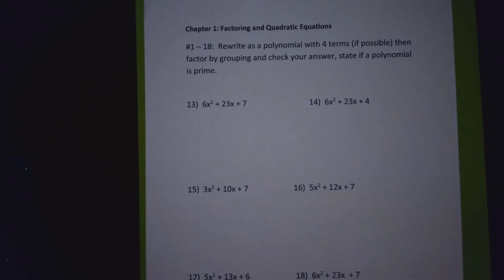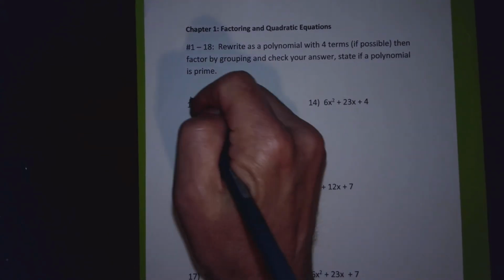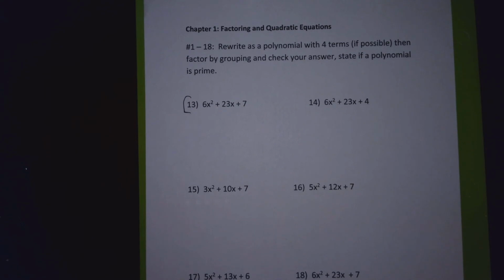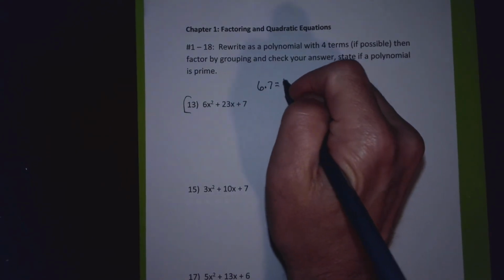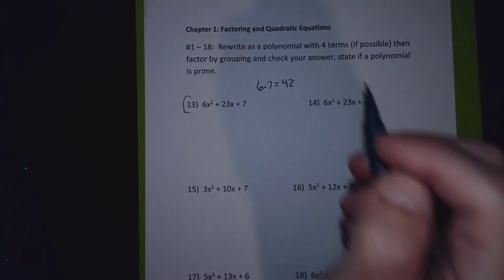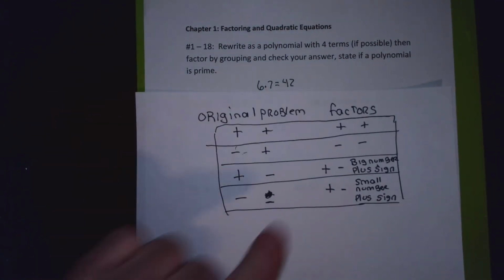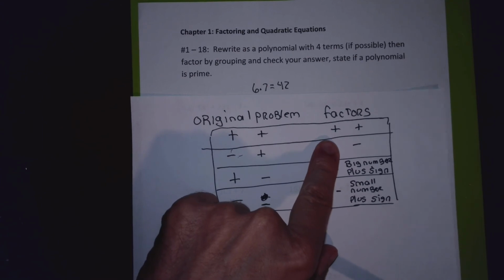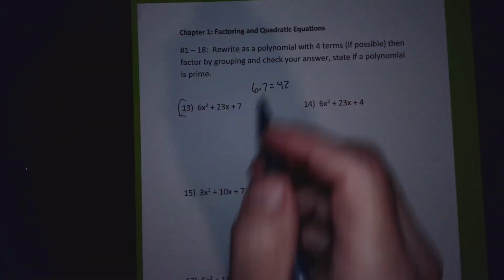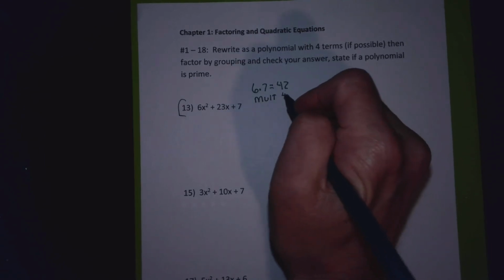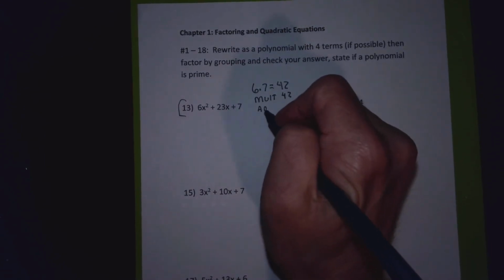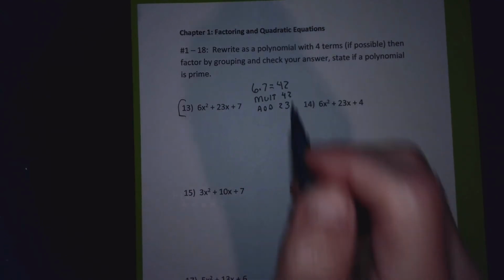Getting kind of long, but I think I want to get through to the end of this page before we move on. Let's do 13 together. Pause the video and try 13 if you want. I'm going to start off. I'm going to multiply the 6 and 7, the lead coefficient times the constant. This is the first on my table, so I need pluses. I'm looking for plus numbers that multiply to 42 and add to 23.